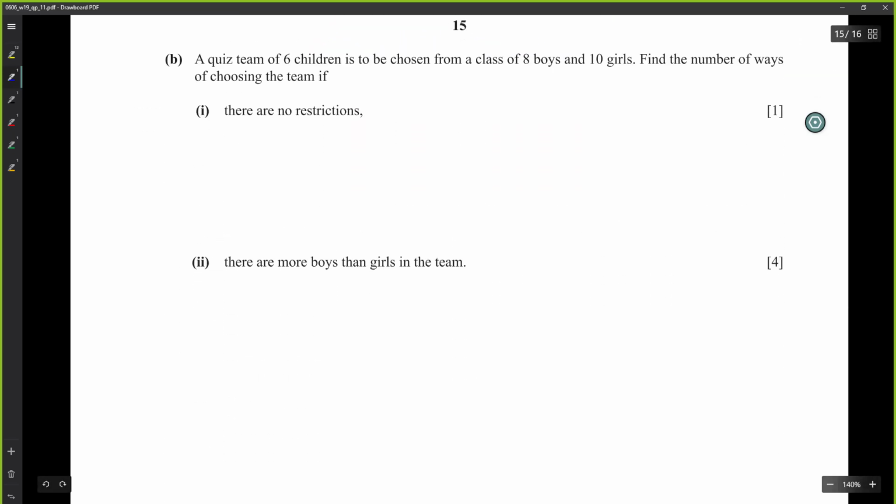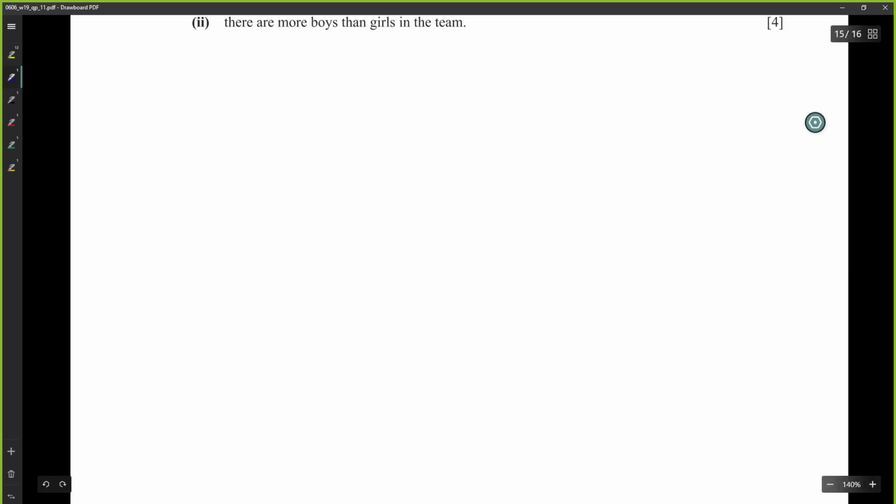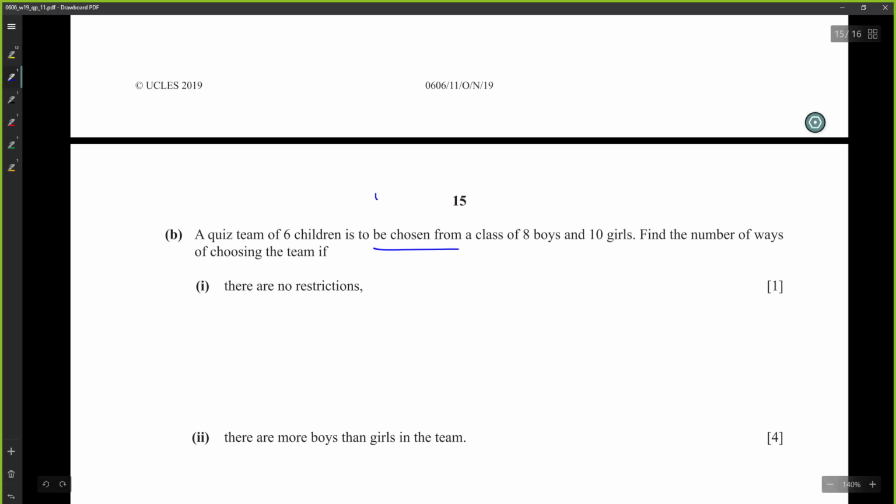Okay, a quiz team of 6 children is chosen from the class, 8 boys and 10 girls. You see the word is children. Most of the time it's a combination. It's nCr, alright? Don't use P, use C here. Find the number of ways of choosing. So there's no need to do any arrangement for choosing, okay? So it's a C.